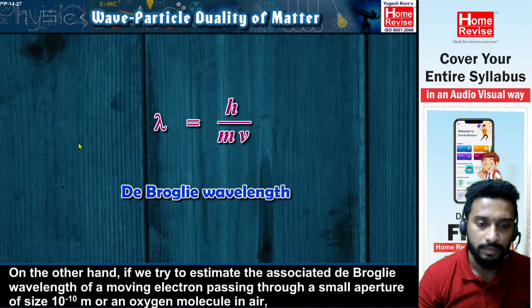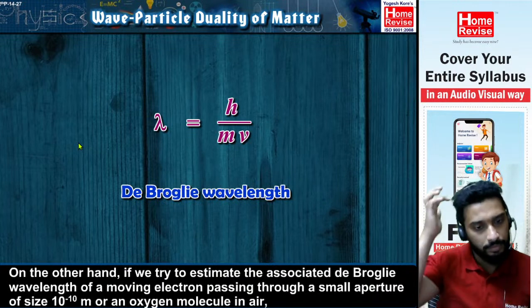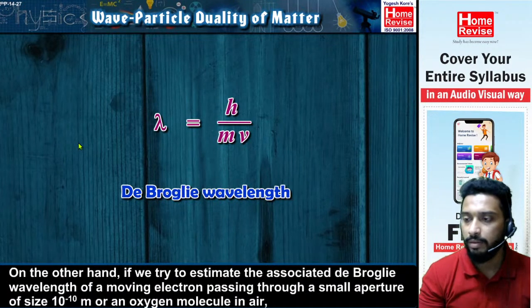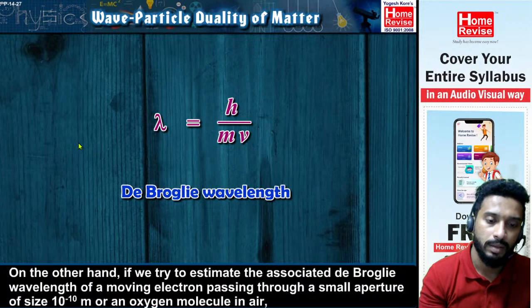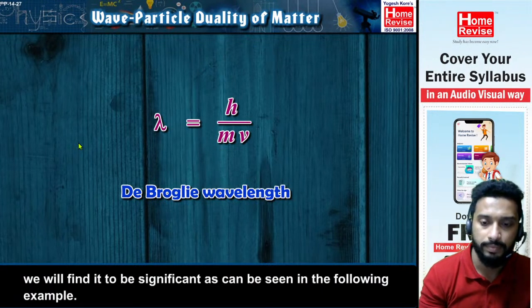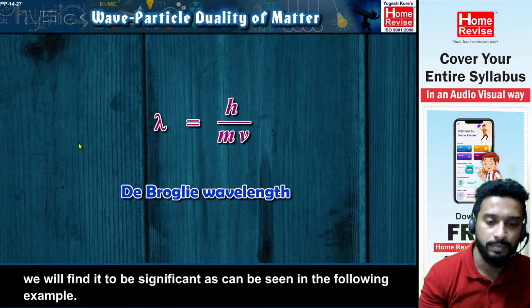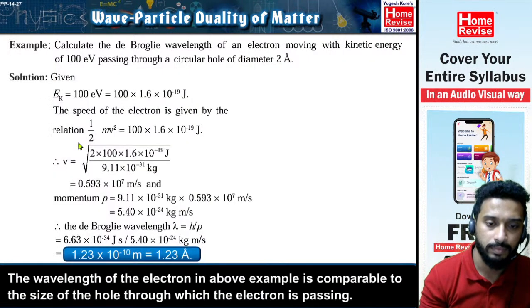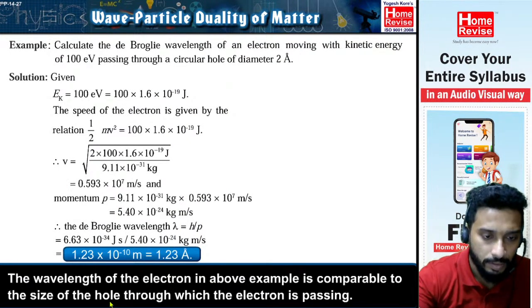On the other hand, if we try to estimate the associated de Broglie wavelength of a moving electron passing through a small aperture of size 10 to the power minus 10 meter, or an oxygen molecule in air, we will find it to be significant, and this can also be seen in the following example. The wavelength of the electron in the above example is comparable to the size of the hole through which the electron is passing.